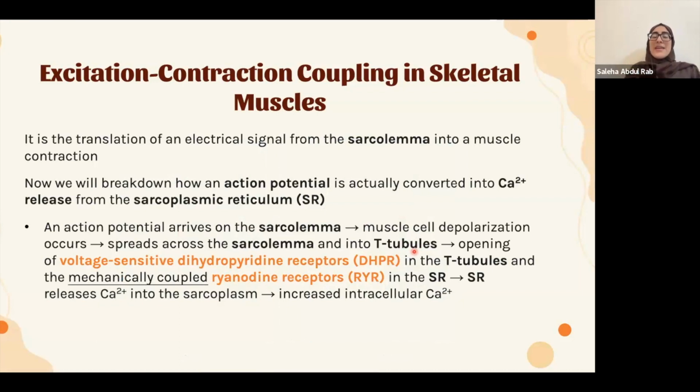So what happens? The mechanically coupled door, the DHPR, opens, and that allows the ryanodine receptor in the skeletal muscle to open. And this releases calcium from the sarcoplasmic reticulum. Remember, the sarcoplasmic reticulum stores calcium. This releases calcium into the sarcoplasm and increases intracellular calcium. This calcium now does what? Goes to the troponin C, binds to the troponin C, which then causes the tropomyosin to move, which then exposes the myosin binding sites. So the myosin comes and binds and causes contraction and so on. So this is how the intracellular calcium is released.